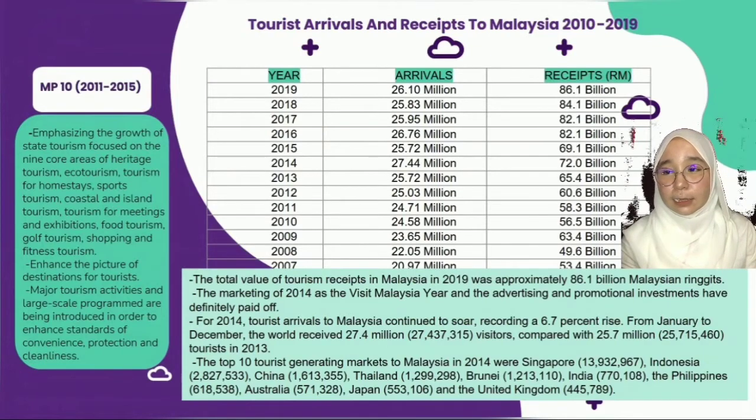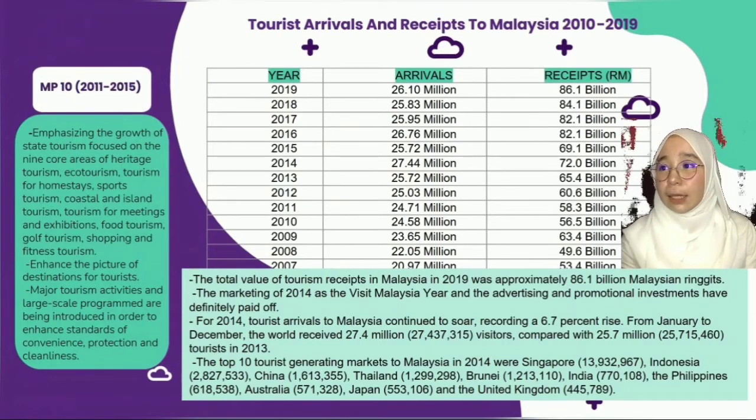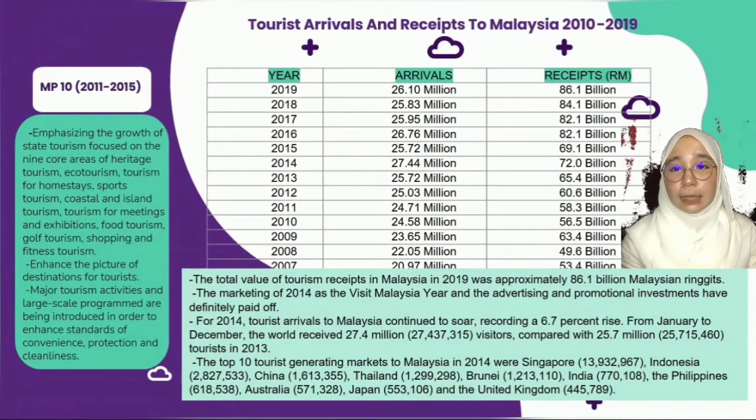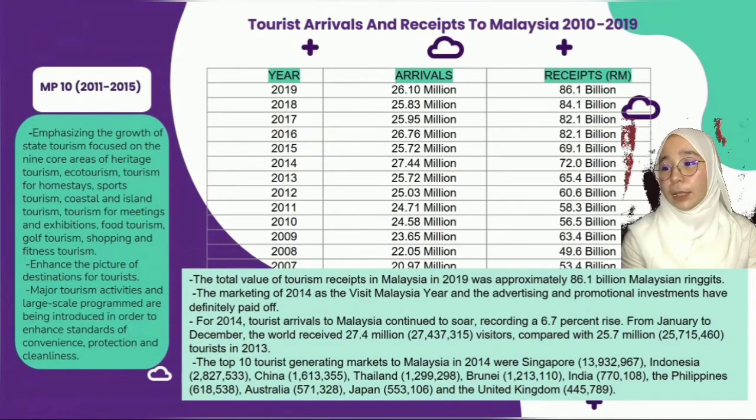This is tourism arrival and receipt to Malaysia 2010 until 2019. We can see the table here. The total value of tourism receipt in Malaysia in 2019 was approximately 86.1 billion Malaysian ringgit. The marketing of 2014 as the Visit Malaysia year and the advertising and promotional investment have definitely paid off.